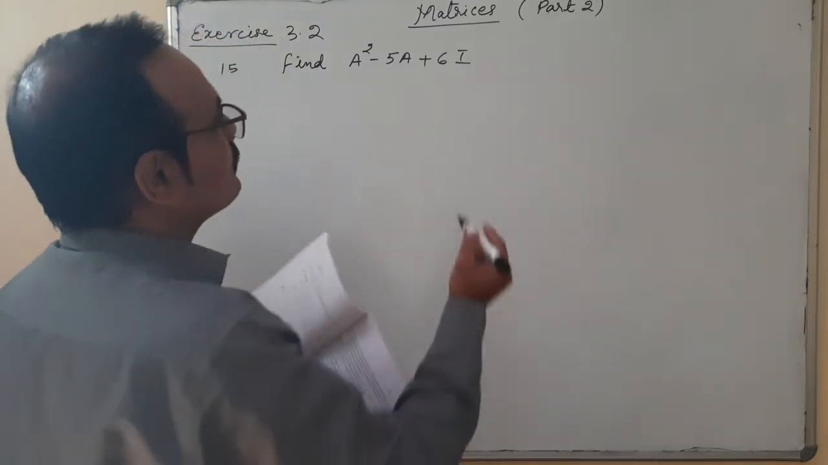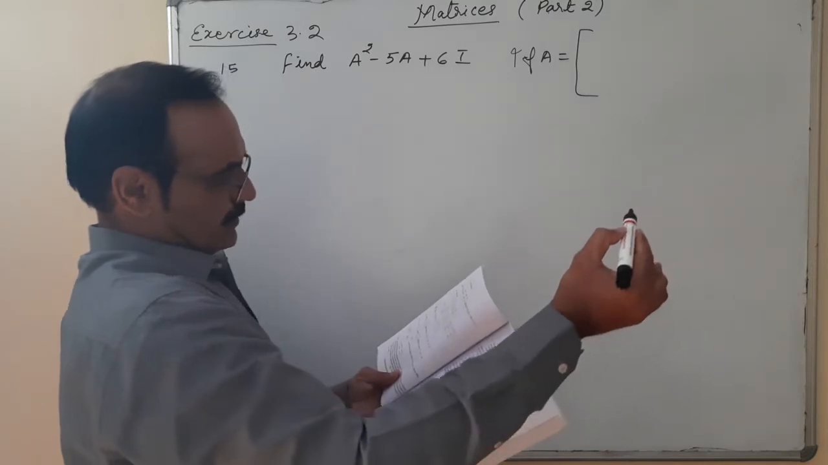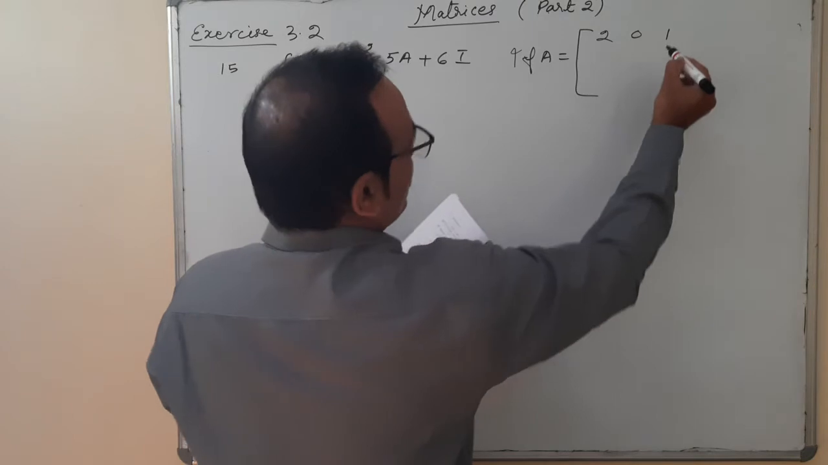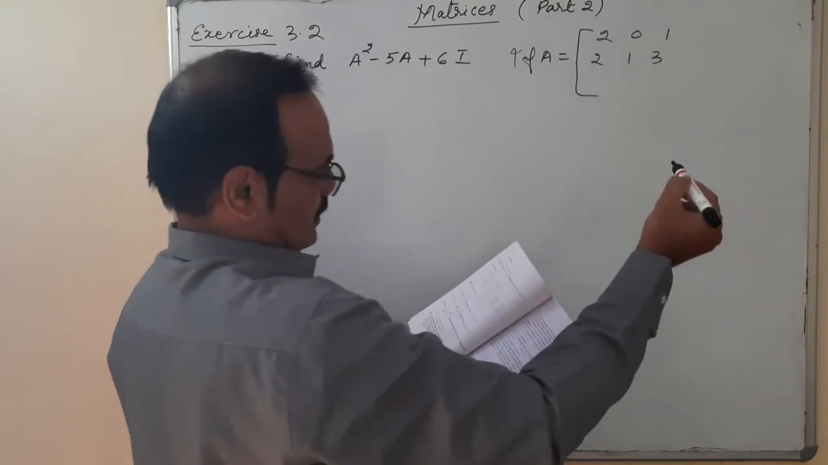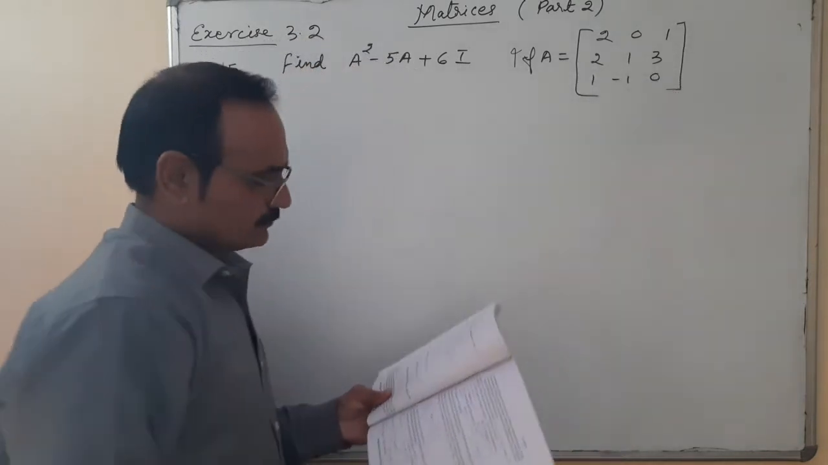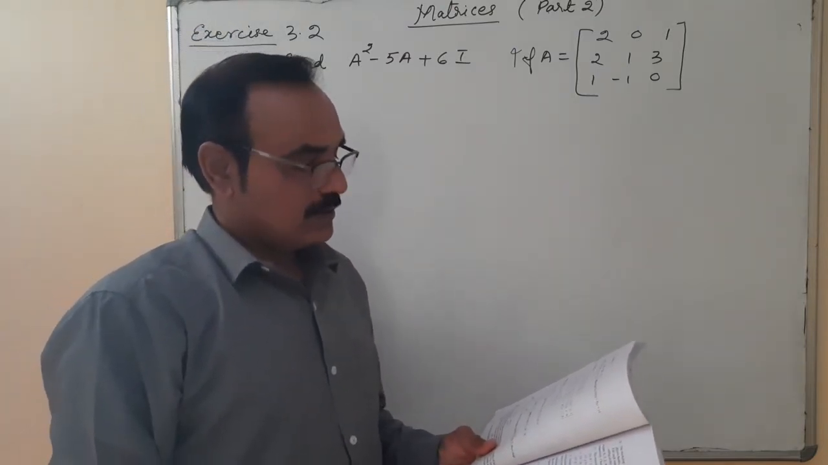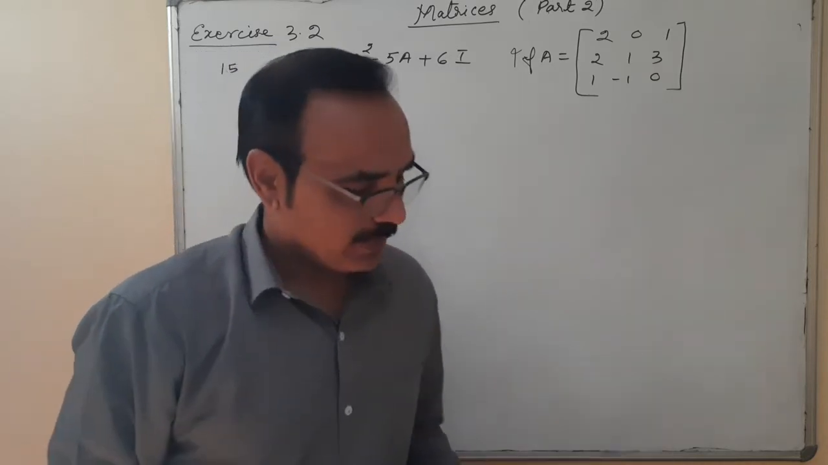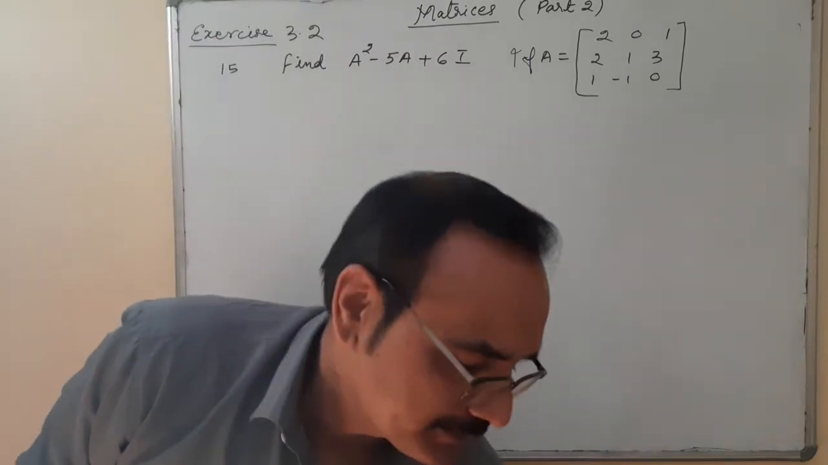If A is equal to the matrix 2 0 1, 2 1 3, and 1 minus 1 0. Okay. 2 0 1, 2 1 3, 1 minus 1 0. Find A squared minus 5A plus 6I. Right.